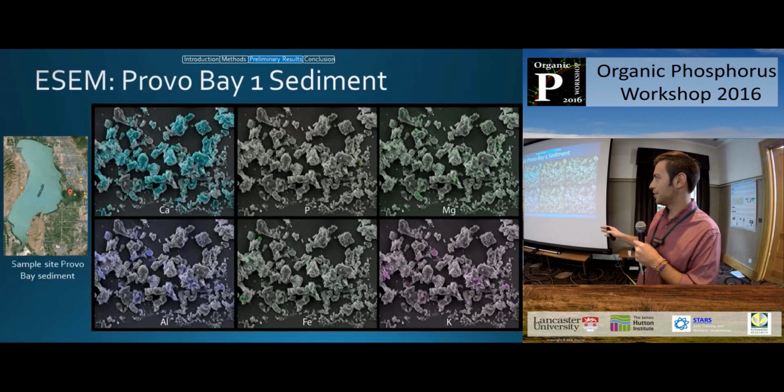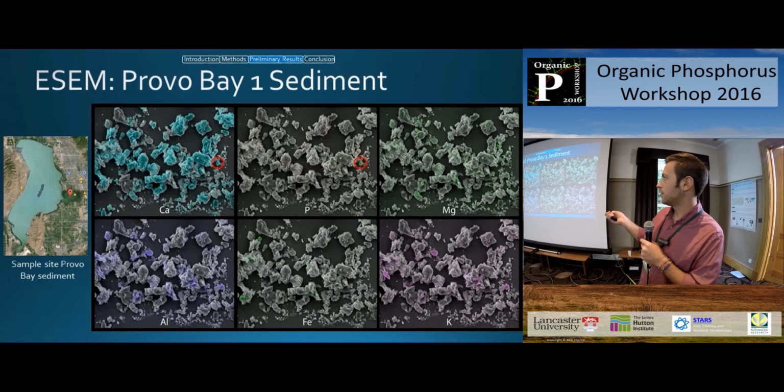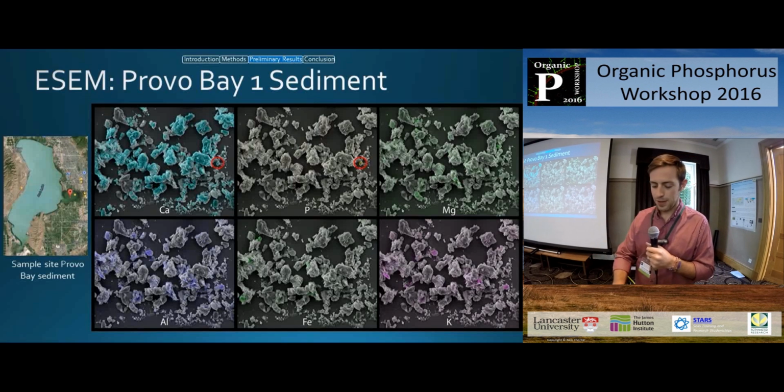Sorry, I was trying to figure things out here and couldn't get it to work, but we end up seeing the same thing in this map of the Bay Area of Utah Lake: we do find a highly concentrated phosphorus region right here, which we'll talk about later.